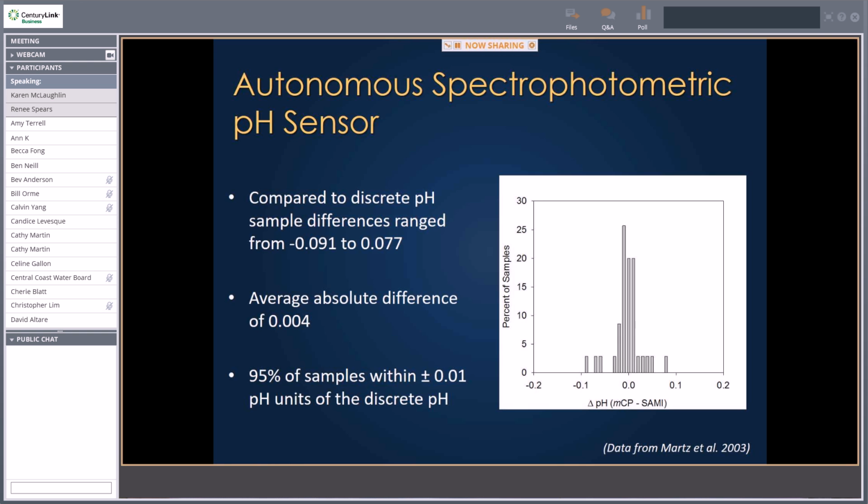And again, there's ISFET and autonomous spectrophotometric sensors that are all available commercially with supported software, so you can pretty much deploy them out of the box.